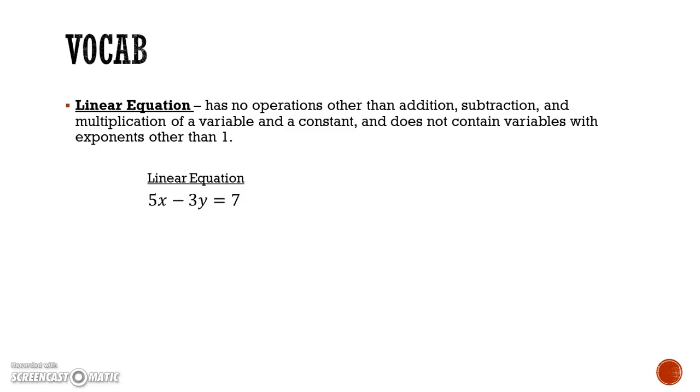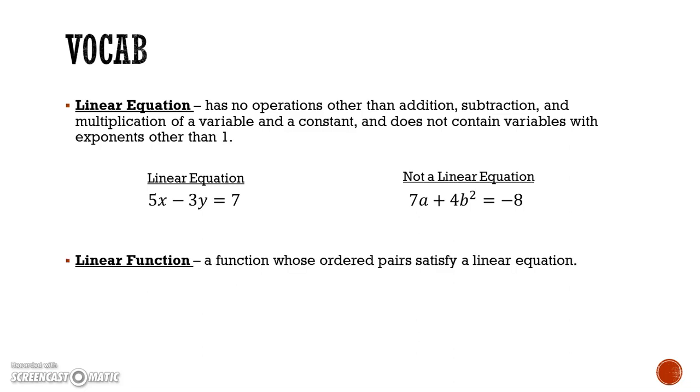So this is a linear equation: 5x minus 3y equals 7. Notice that x and y both have exponents of 1. This is not a linear equation because b has a squared, which is an exponent other than 1. Okay, so that's linear. A linear function is a function whose ordered pairs satisfy a linear equation.